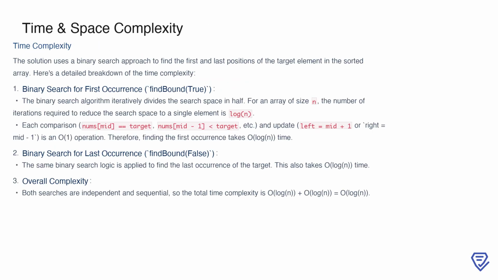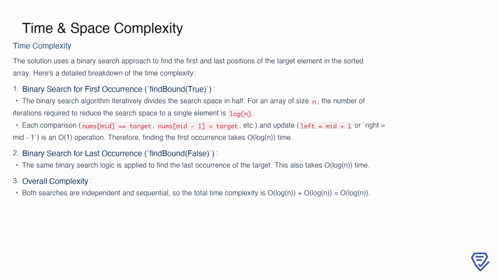The solution employs a binary search approach to locate the first and last positions of the target element in a sorted array. Let's break down the time complexity. First, when finding the first occurrence of the target using the findBound(true) function, the binary search algorithm repeatedly halves the search space. For an array of size n, this process takes approximately log n iterations. Each iteration involves a constant number of operations, such as comparisons and pointer updates, which are O(1). Therefore, finding the first occurrence takes O(log n) time.